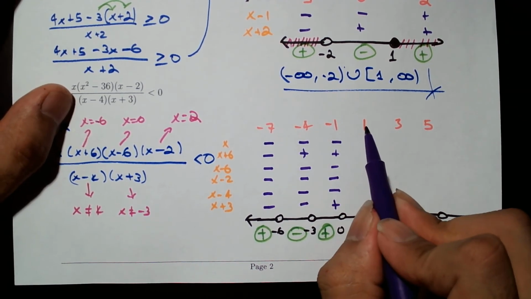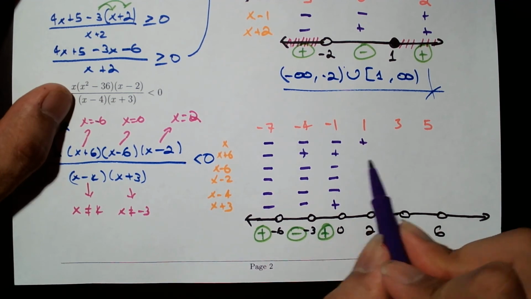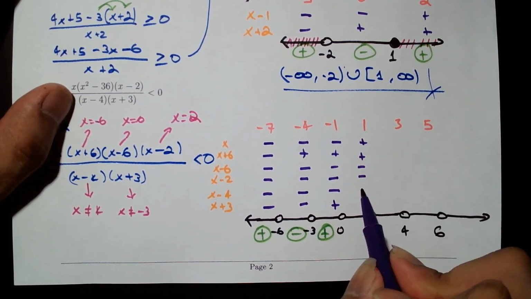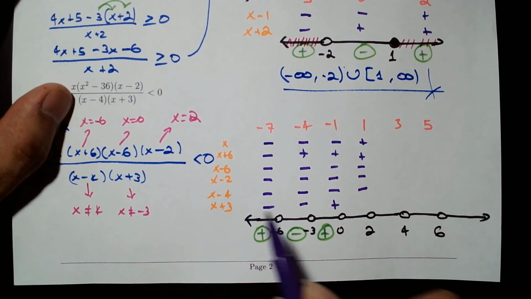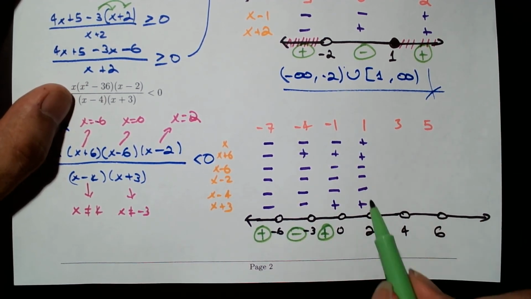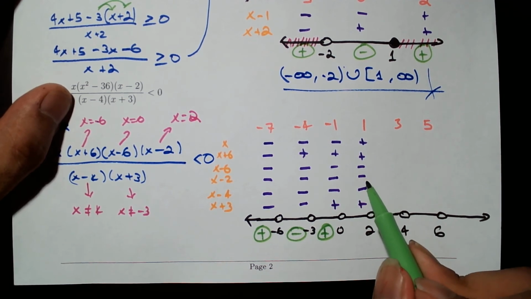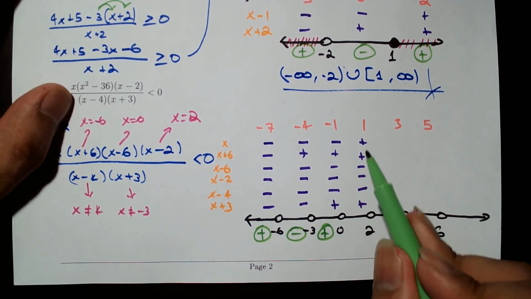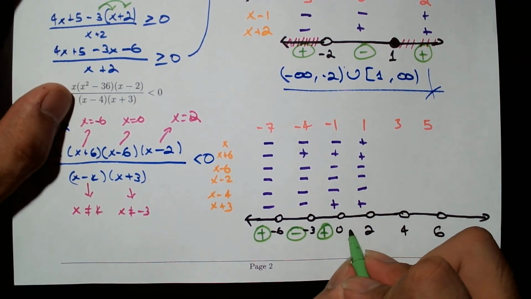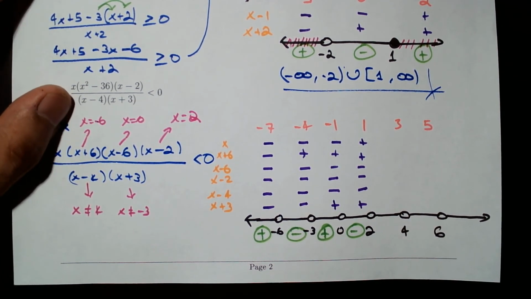All right, let's go with the next one. 1 is positive. 1 plus 6 is positive. 1 minus 6 is negative. 1 minus 2 is negative. 1 minus 4 is negative. 1 plus 3 is positive. So in this case, two negatives make a positive, times a negative, times the positives, which in this case is negative.